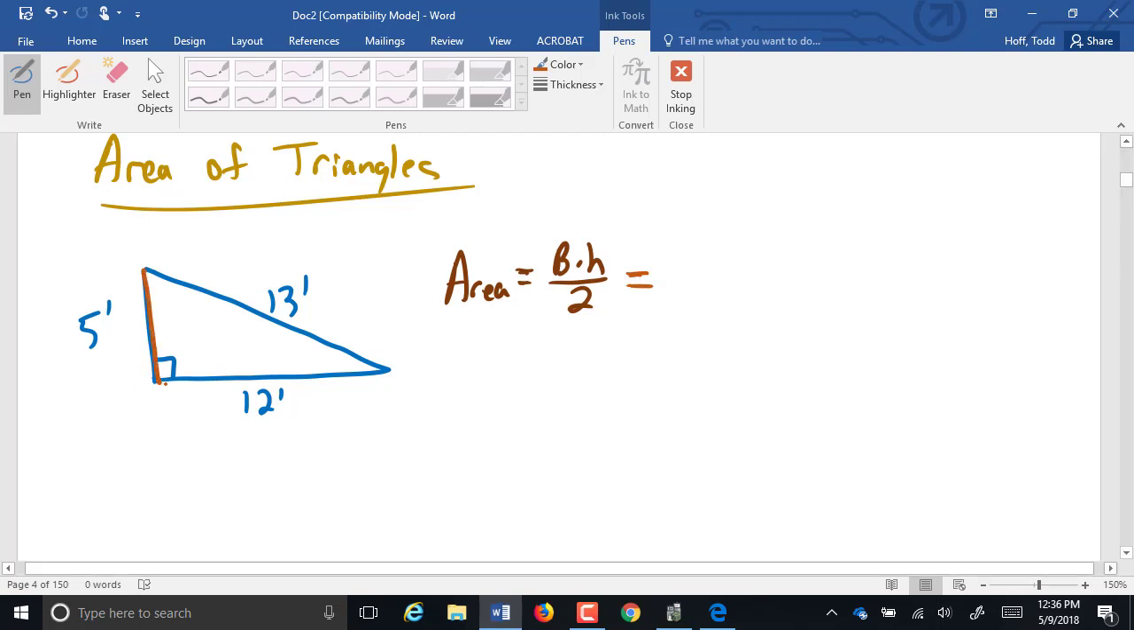So the 2 sides that are perpendicular are the 5 and the 12. They're the legs, and since this is a right triangle, they're the legs. So 5 times 12 or 12 times 5 really doesn't matter. Divided by 2 gives us 30 square feet.